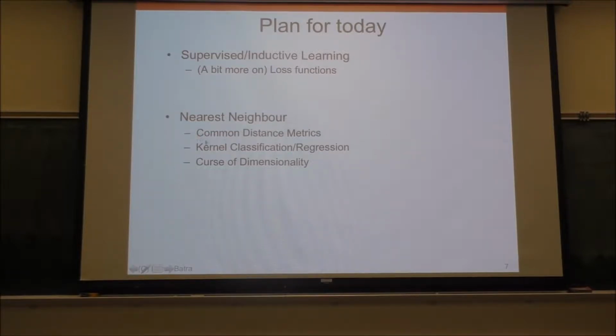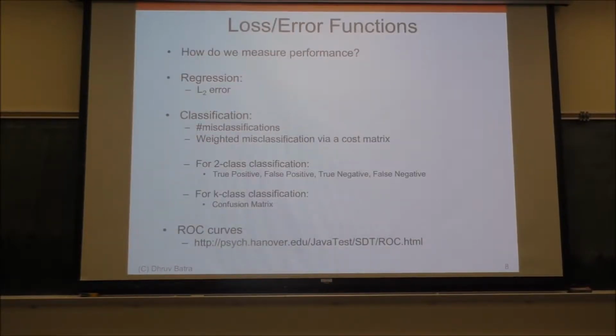And then we look at a few design choices associated with nearest neighbors. We look at what the common distance metrics are, and some other types of nearest neighbor algorithms like kernel classification. Okay, so let's do this. Let's do this on the board.